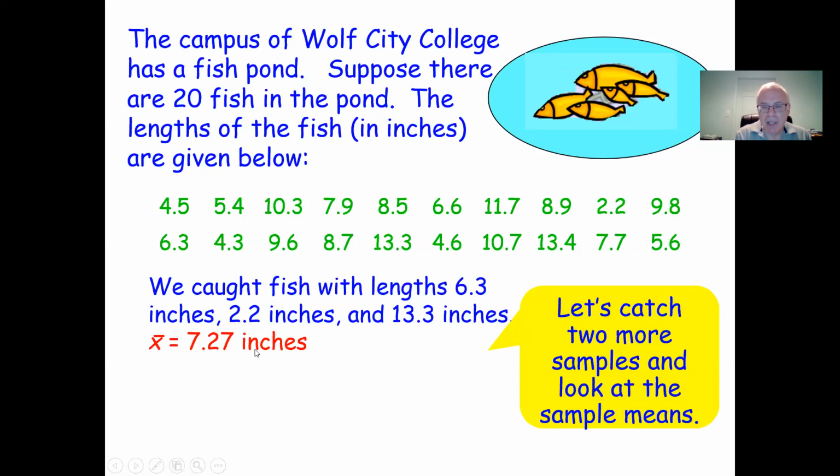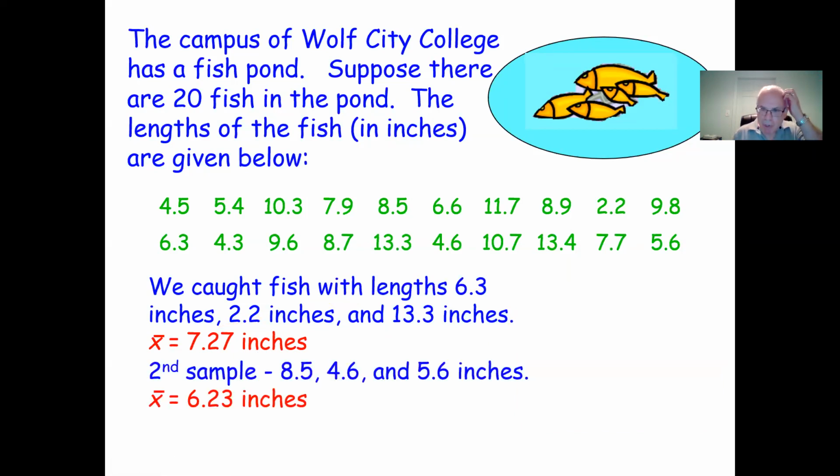All right, let's do another sample. So suppose somebody else comes along and catches 3 different fish. These are different fish from the first sample. So the first fish is 8.5 inches. That's this guy right here. The second fish is 4.6 inches, and this is that guy. And 5.6 inches is the last fish. So 3 different fish are caught in this particular sample, and the average of these 3 numbers is 6.23 inches.